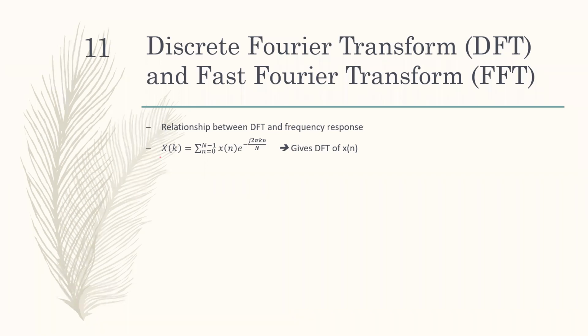Now, as discussed, X of k is the DFT of the sequence x of n, which is given by this equation. Now, the frequency response is given by X of e raised to j omega, wherein it is given by this equation.